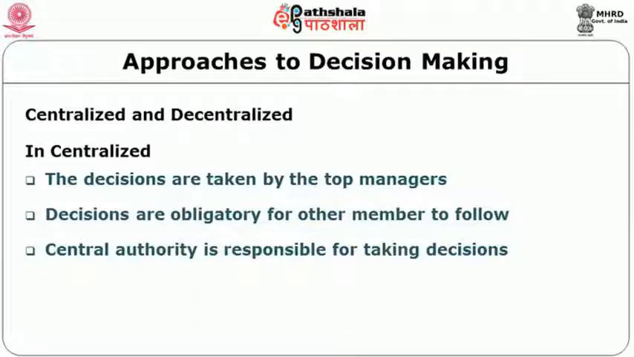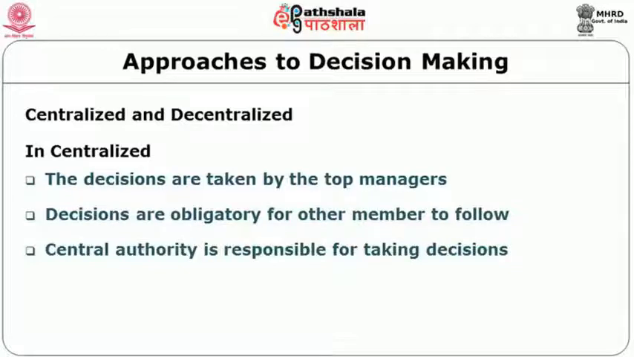In the centralized approach, the decisions are taken by the top manager. He is wholly and solely responsible for taking that particular decision. The manager may not consult other members, other subordinates, in taking that decision. So the whole and sole power of taking decisions is in the hand of one person. Maybe he is a manager, a supervisor, or a HM, and these decisions are obligatory for other members to follow. So we can say in short, in the centralized approach, all the decisions are in the hand of one person, or only one central authority is responsible for taking this kind of decision.